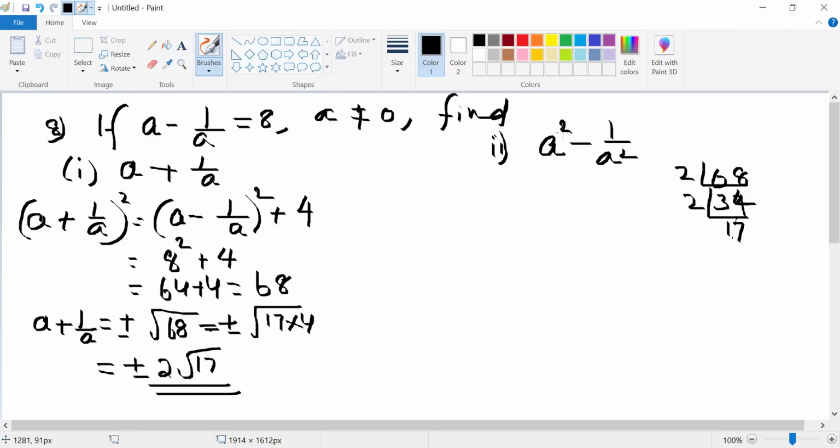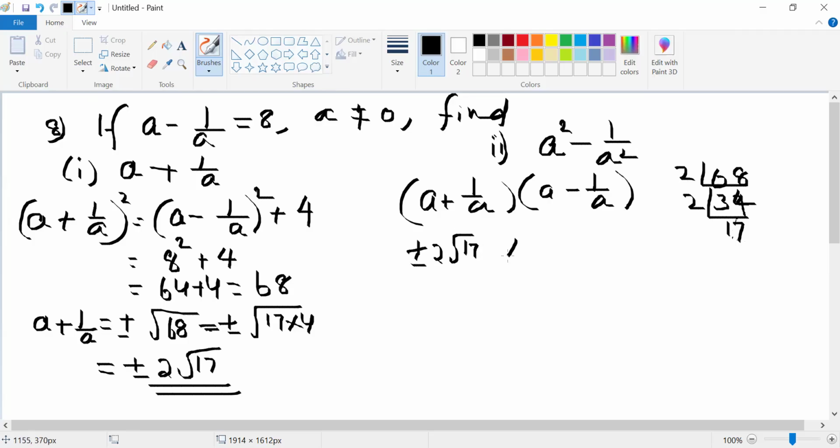So that's all. Now a square minus 1 by a square is what? a plus 1 by a into a minus 1 by a. That's all. So a plus 1 by a we got now, plus or minus 2 root 17, into a minus 1 by a, 8. So 8 into 2, 16. So plus or minus 16 root 17. So that is the answer for the 8th one.